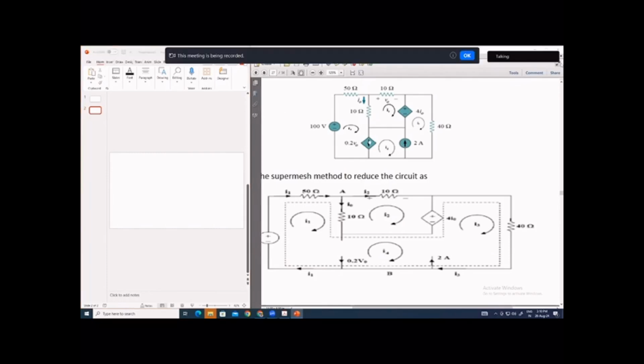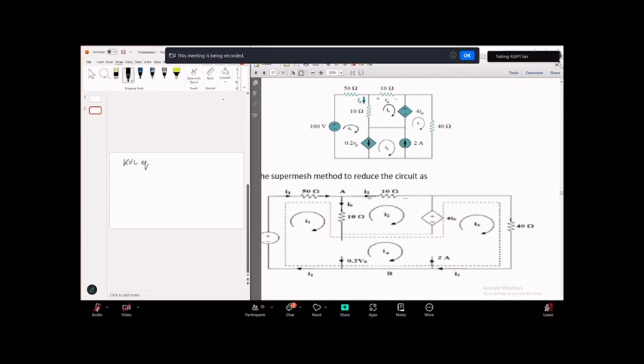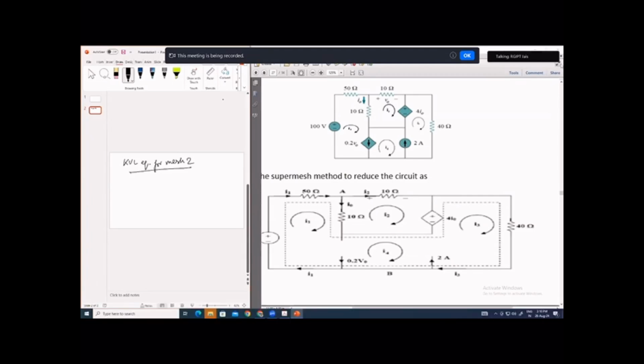Recording in progress. So first you can write the KVL equation for mesh 2. There is no concept of super mesh here. You have to just write the KVL equation for mesh 2. In mesh, again, you have to go in clockwise direction.